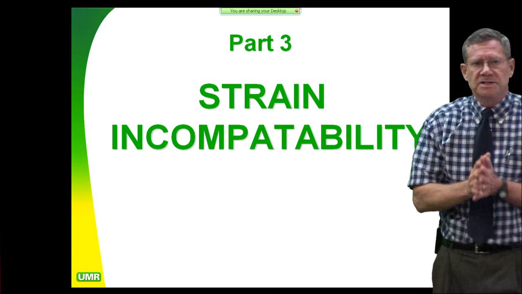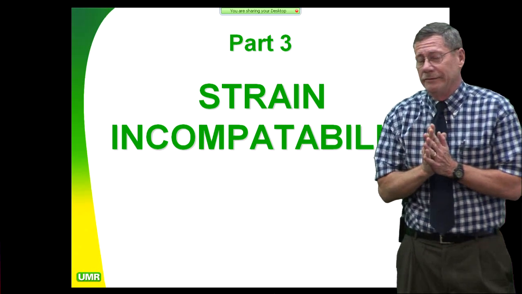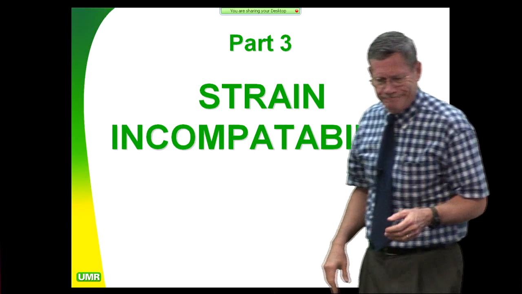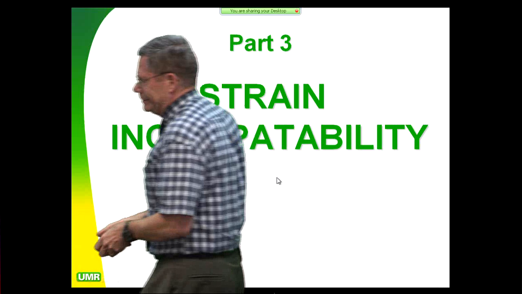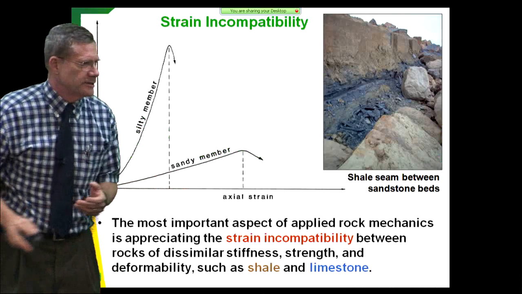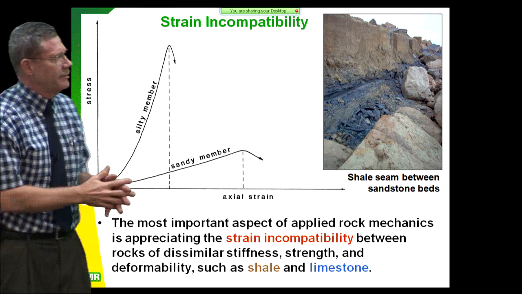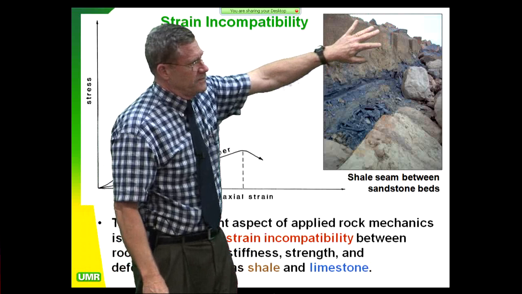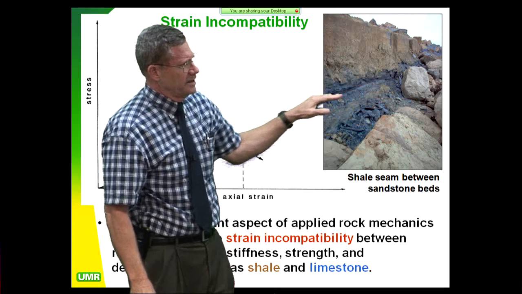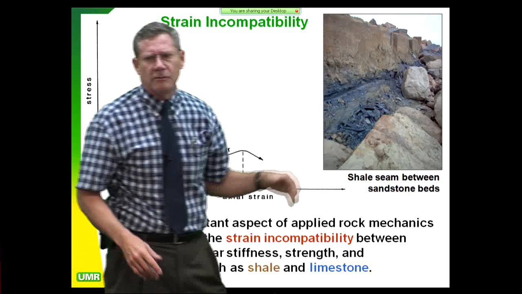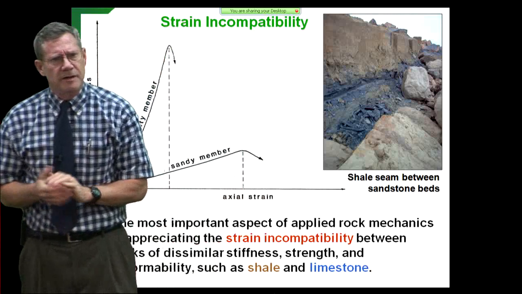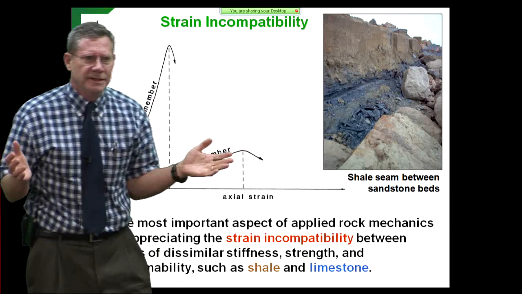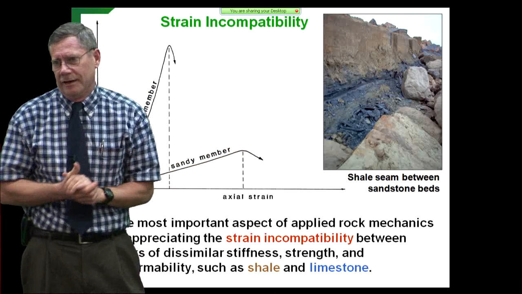All right. The most important concept I want you to learn about is what I call strain incompatibility. This is rock mechanics. The most important thing you're going to learn out of this whole lecture. Strain incompatibility. What does that mean? When I look at an outcrop and I have one kind of material here that is very stiff and it's sitting on something that's very plastic, you're going to have trouble. It's just like, you know, the thin man marrying the fat lady. You know, who's going to be on top? Okay? There's going to be some strain incompatibility going on there.